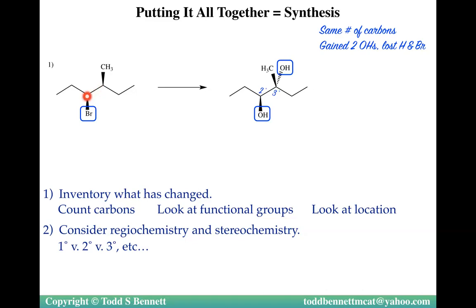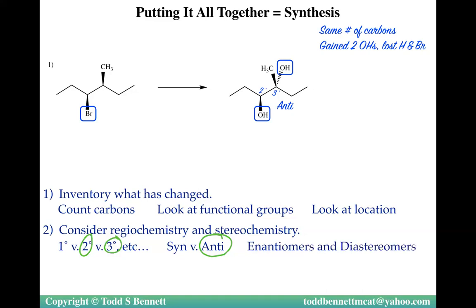So in this case, the secondary and the tertiary are being added to. In this case, it's anti. So we have our terminology down: anti, secondary, and tertiary, and we added to a double bond. Enantiomers and diastereomers, I'm not being asked for enantiomers or diastereomers in this case.